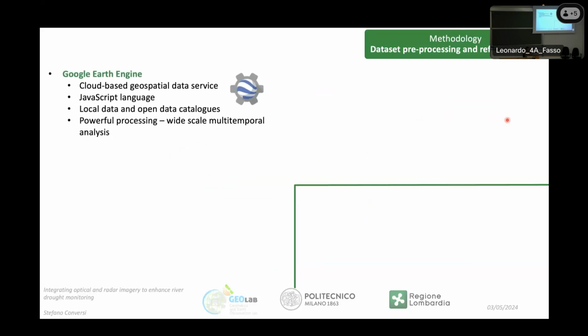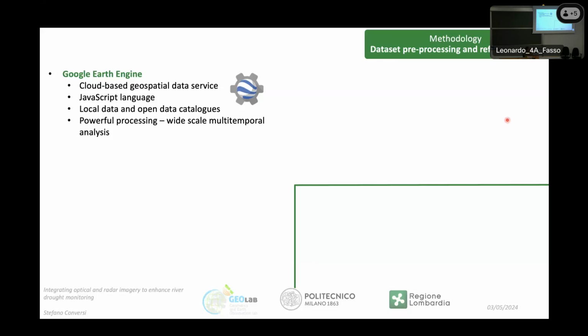So everything was performed in the Google Earth Engine context, and this is a cloud-based geospatial data service provided by Google and coded in JavaScript language, and we also operated on our side in JavaScript. It gives lots of possibilities because, first of all, it does not require that we download data, since it provides all of those data that are open data. And most of all, obviously, all the computational time is shrunk because we are working with their cloud.